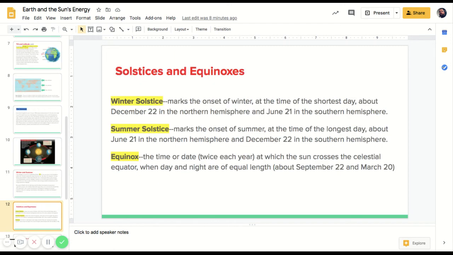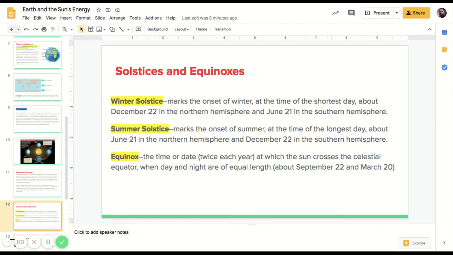Solstices and equinoxes. Winter solstice. This marks the onset of winter. At the time of the shortest day, about December 22nd in the northern hemisphere and June 21st in the southern hemisphere. Summer solstice marks the onset of summer. At the time of the longest day, about June 21st in the northern hemisphere and December 22nd in the southern hemisphere.